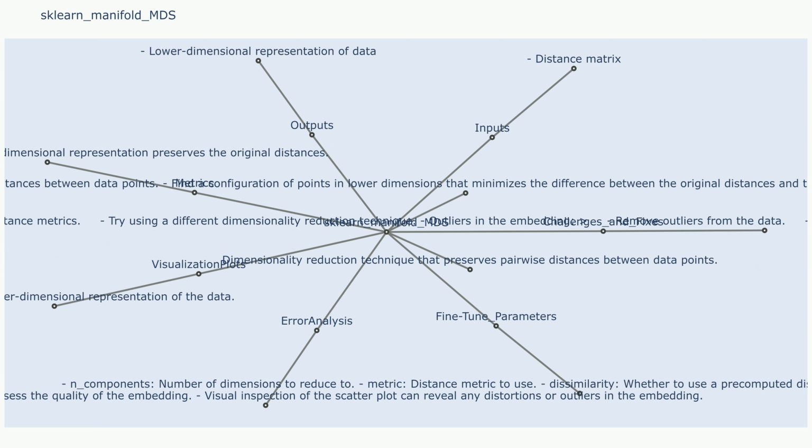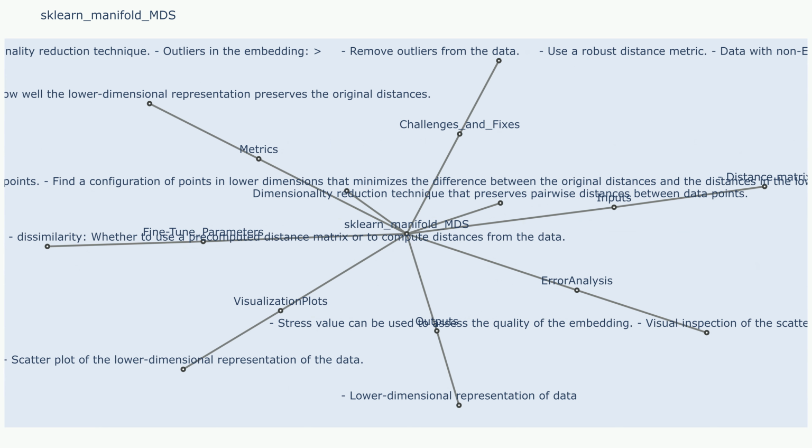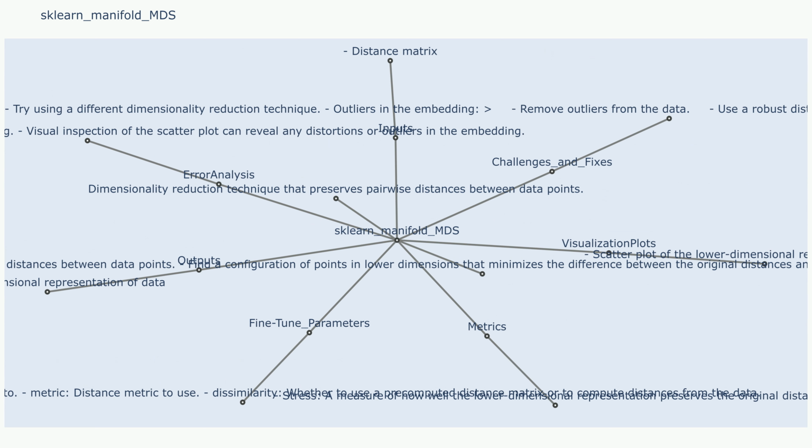Uncertainty methods. Uncertainty method 1. Explain in detail. MDS, in its standard form, does not directly provide uncertainty measures for the embedding. However, it is possible to use techniques like bootstrapping to assess the variability of the embedding. Uncertainty method 2. Explain in detail. One can also apply methods like kernel density estimation to estimate the density of the data points in the lower dimensional space, giving a visual indication of uncertainty.